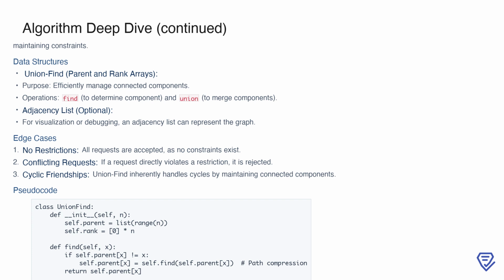Cyclic friendships, where nodes form a cycle, are inherently handled by the union find structure, as it ensures connected components are well defined. To bring this all together, the pseudocode outlines the implementation of the union find class, starting with the initialization of the parent and rank arrays. The find function, enhanced with path compression, retrieves the root of a node's component, ensuring efficiency during repeated queries.